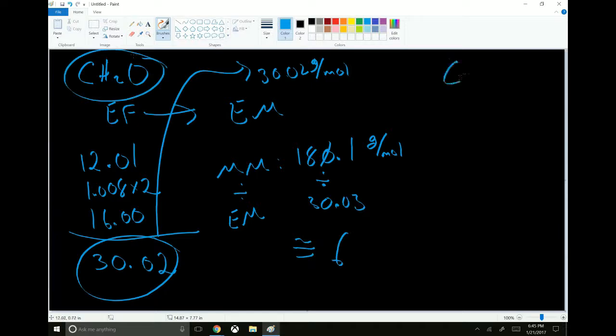So what you do is you just take your empirical formula and multiply it by 6. Okay? So the invisible 1 becomes 6, 2 becomes 12, and 1 becomes 6. So for CH2O, the empirical formula is CH2O, and the molecular formula is C6H12O6 because there are 6 of these inside there.